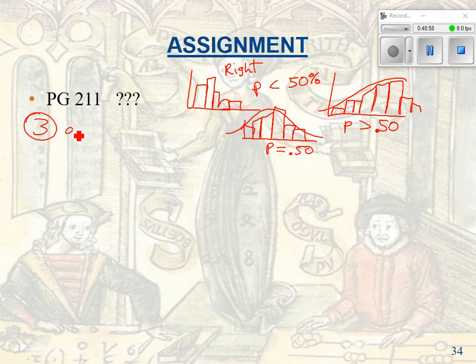So for number 3, A, which probability goes with that? 0.50. For B, which one goes with that? And for C, point what? Does that answer your question? Could we skip 4? Yeah. You guys can do that on your own. Sure.